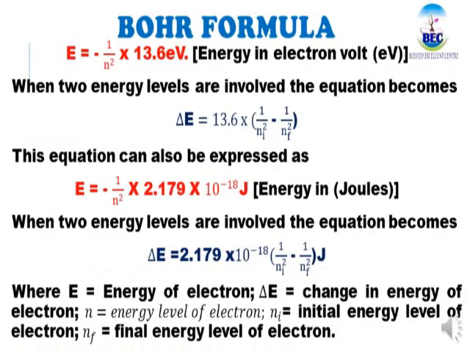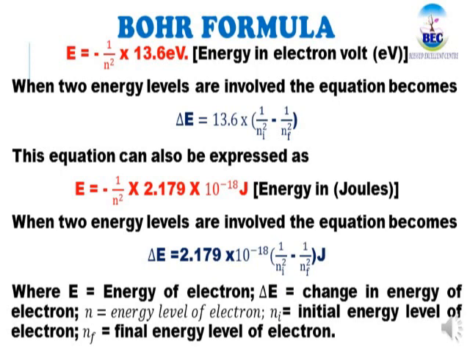Now let's look at the Bohr equation. The Bohr equation is given as E equals 1 over n squared times 13.6 eV, that is electron volt, the unit of energy. Now when two energy levels are involved, the equation becomes delta E equals 13.6 times 1 over Ni squared minus 1 over Nf squared.